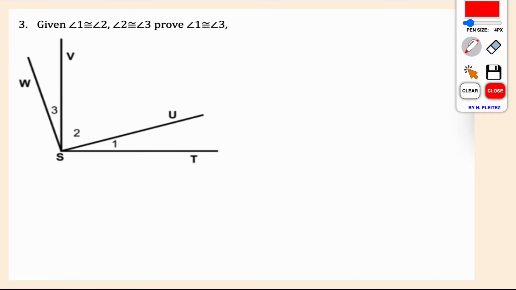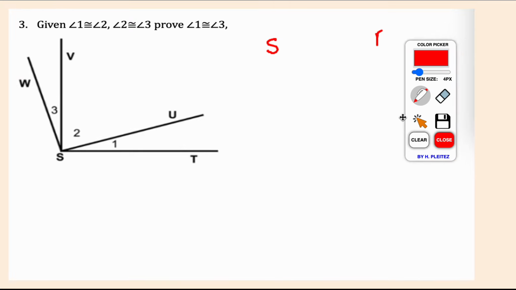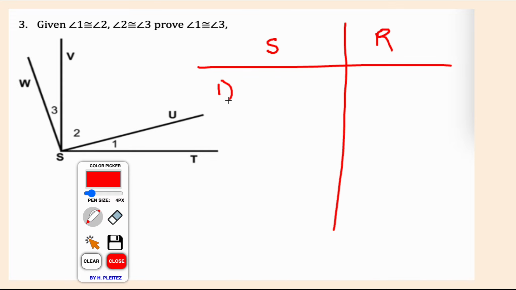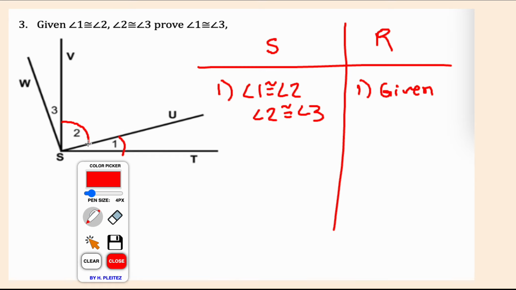So given angle 1 is congruent to angle 2, and 2 is congruent to 3, prove that angle 1 is congruent to angle 3. So again, statement reason, we're writing out all of our given statements. Angle 1 congruent to angle 2, angle 2 is congruent to angle 3. And our reason is given. All right, so we have angle 1 being congruent to angle 2. We want to label that. We're labeling our given. So that would be 1 arc mark, right? Then we also know that angle 2 is congruent to angle 3. So that would also be 1 arc mark, right?